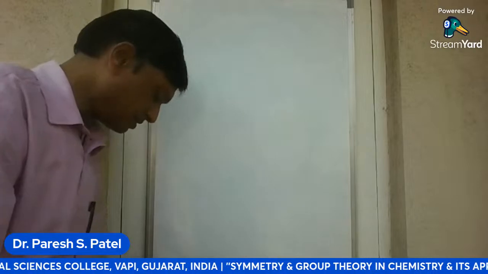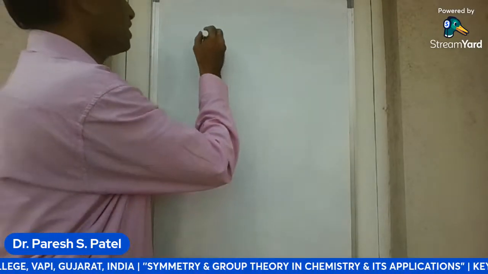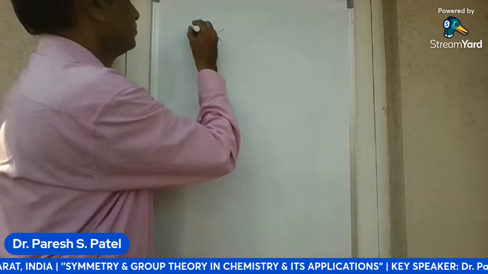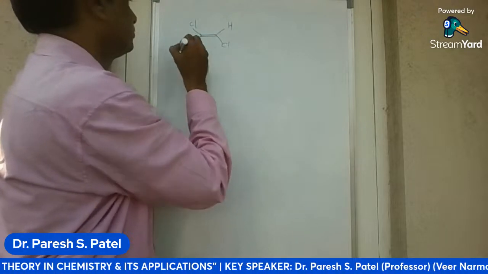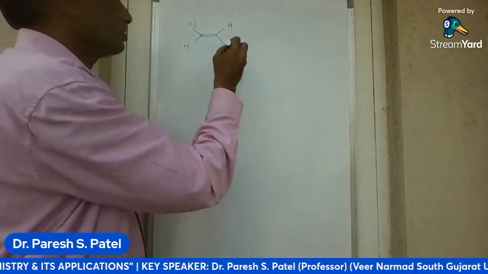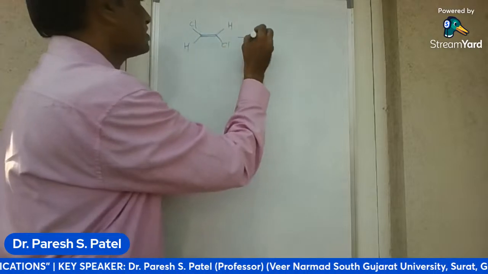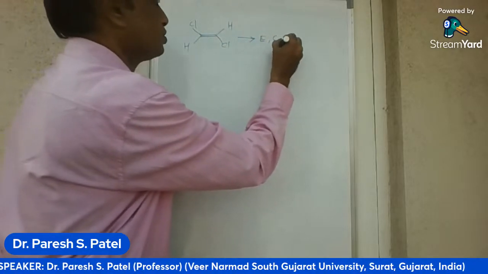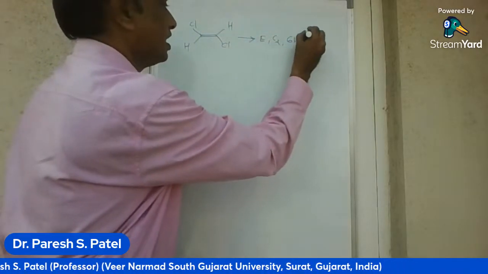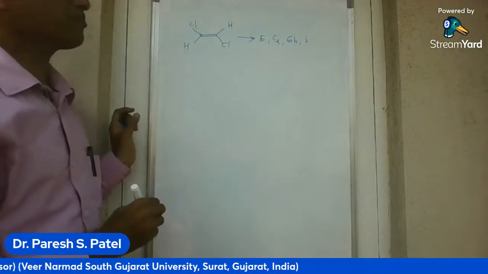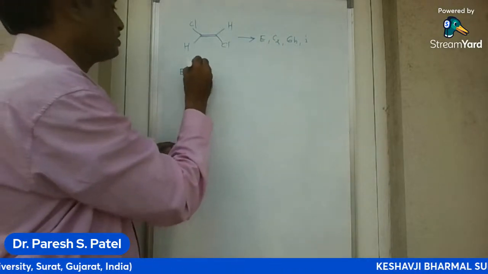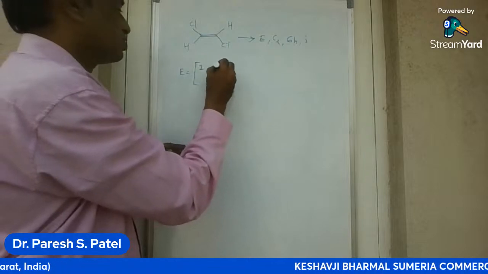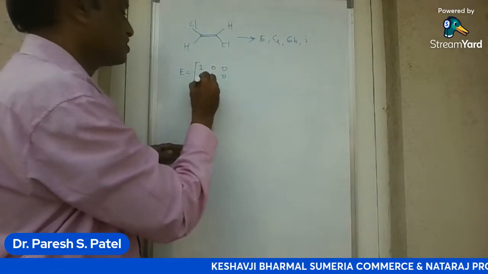Now, the last example is trans-dichloroethylene. Trans-dichloroethylene consists of E, C2, sigma H, and i symmetry elements. If we operate the identity symmetry operation, there is no change. It means the matrix should be 1 0 0, 0 1 0, 0 0 1.